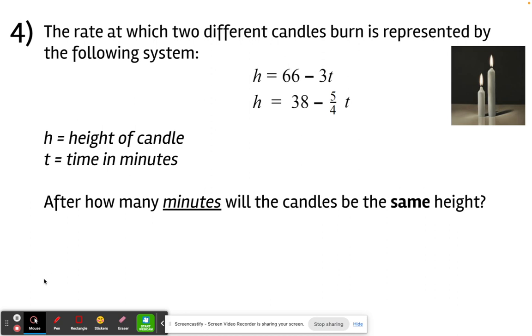In this case, we're dealing with two candles. We have two candles that burn at different rates and they're different size candles. H is representing the height of the candle and T is time in minutes. So my first candle here, by the way, it doesn't tell me a unit for the measurement, so I'm just going to say inches because why not?